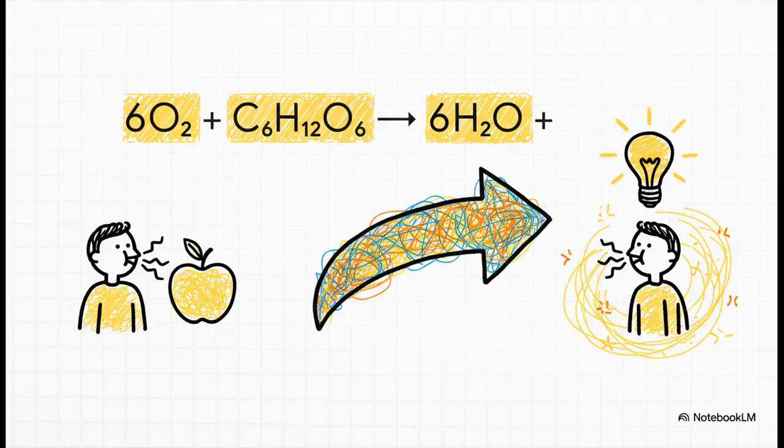Or think about this equation. This is for cellular respiration. It's the reaction that literally powers most life on Earth. It tells us that for every 1 molecule of glucose we use for energy, we produce exactly 6 molecules of water and 6 molecules of CO2 as waste. It's the precise balanced chemistry of being alive.